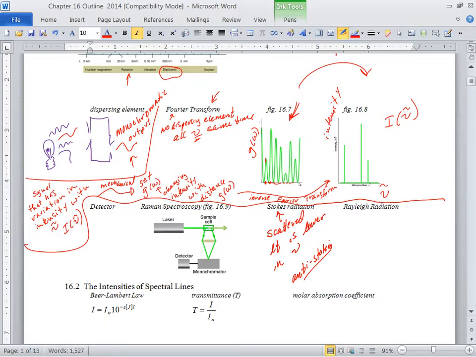Now the scattered light is higher. So if this molecule is undergoing anti-Stokes scattering, this radiation strikes it, it comes off at a higher frequency than the incoming photon in the first place. Make sense? Rayleigh radiation. So again, we're talking about scattered light, the interaction between light and matter. In Raman spectroscopy, it's just scattering.